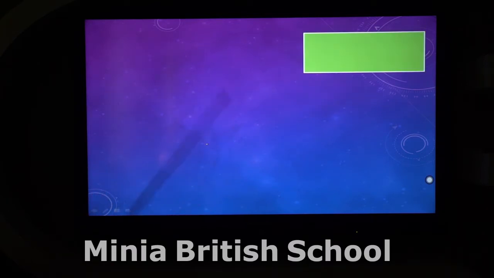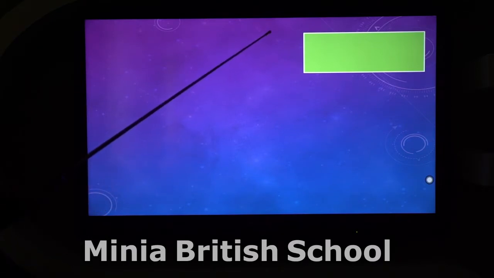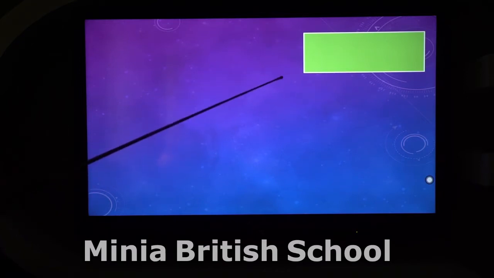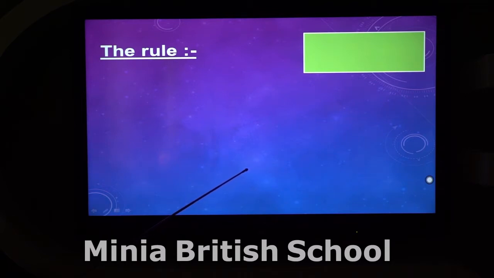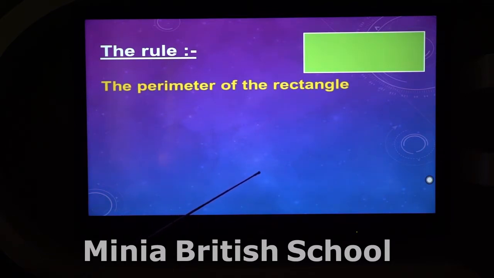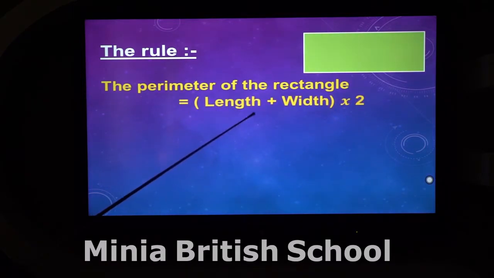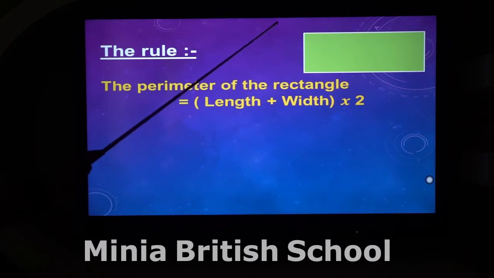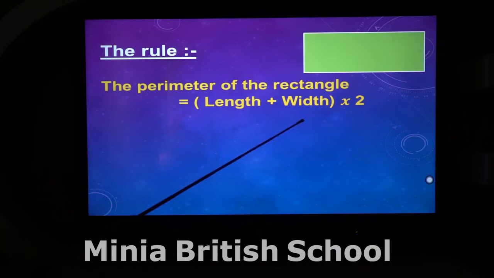What about the rectangle? If we have a rectangle, we said in the previous lesson, the lesson of the area, this long side is called the length, and this short side is called the width. And to find the perimeter here, you have to keep a new rule. This rule says length plus width between 2 brackets times 2. Again, the perimeter of the rectangle equals length, this length, plus this width, all of them times 2.